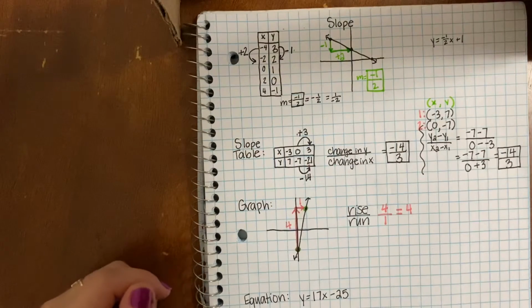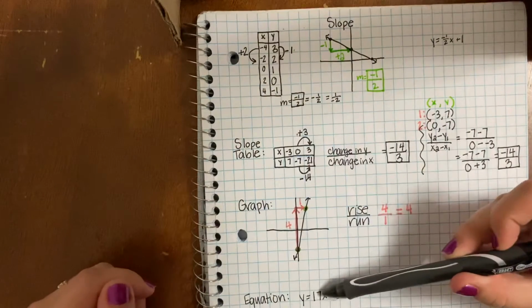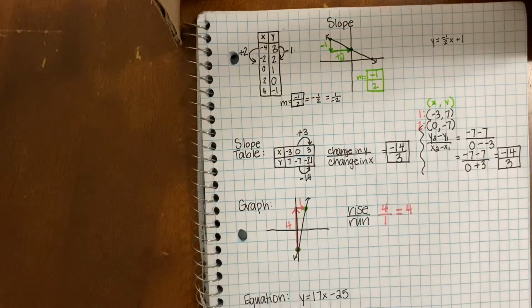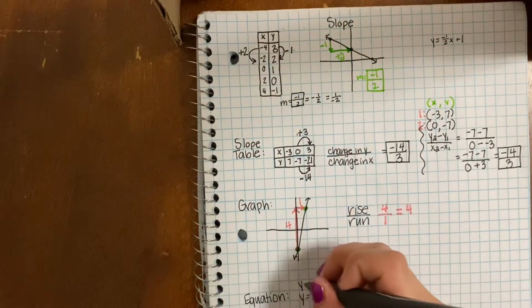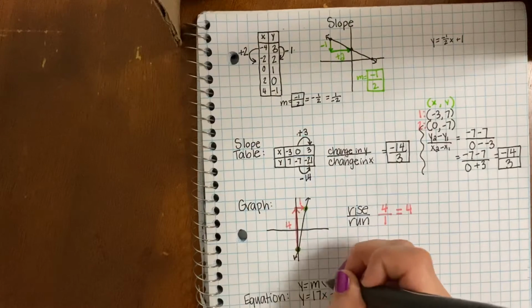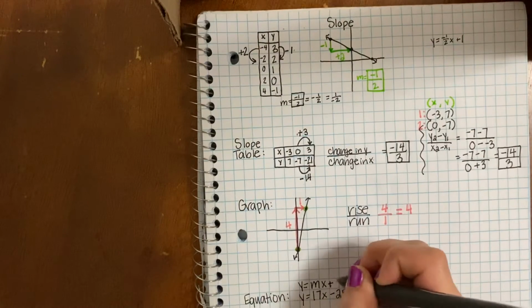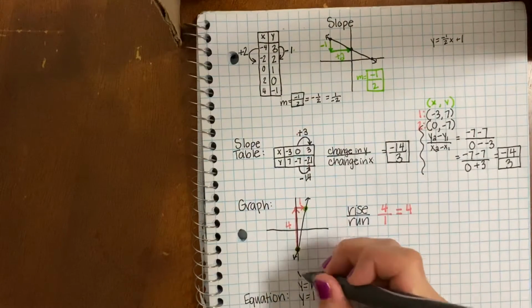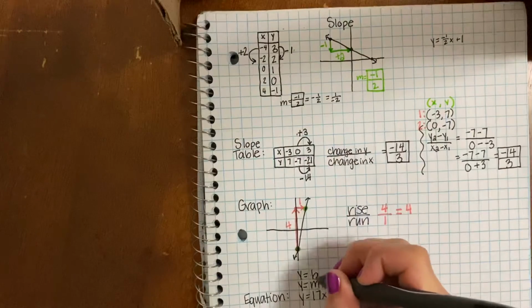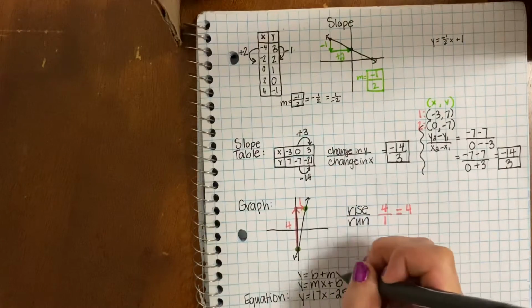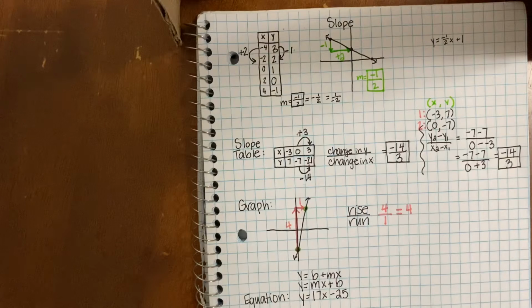Number 3 is the equation. I know it's at the very, very bottom here, but let's look at this one. y equals 17x minus 25. I know that equations are written in the form y equals mx plus b. Sometimes you'll see it flip-flopped, y equals b plus mx. This is called slope-intercept form, and it's the one we've mainly been using this year.